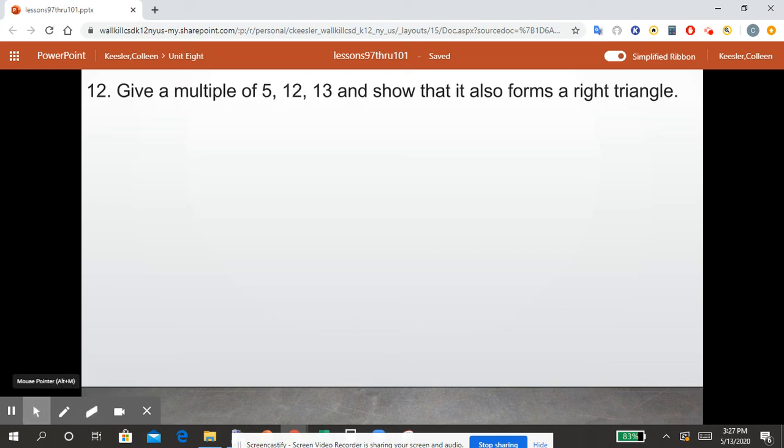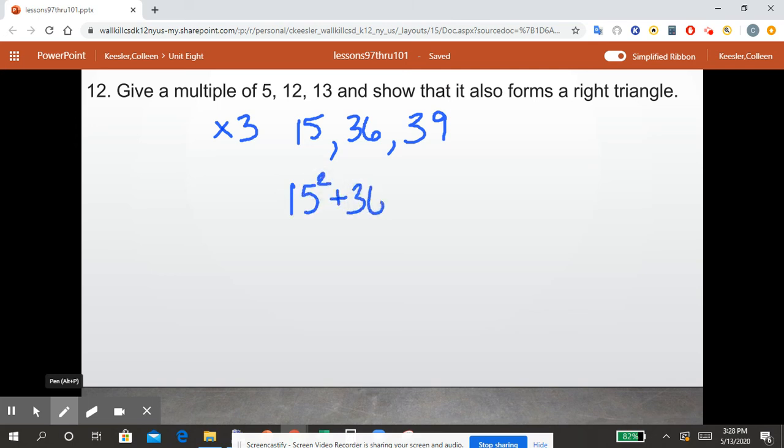In number 12, we have 5, 12, and 13, which we also know is a Pythagorean triple from earlier in the lesson. So we're going to show again that a multiple of 5, 12, and 13 will also be a right triangle. So I could multiply these all by 3, or any number. I'm just choosing 3 to work with for right now. 5 times 3 is 15. 12 times 3 is 36. And 13 times 3 is 39. So now I have to square them. So it would be 15 squared plus 36 squared should equal 39 squared for this to be a Pythagorean triple and form a right triangle.